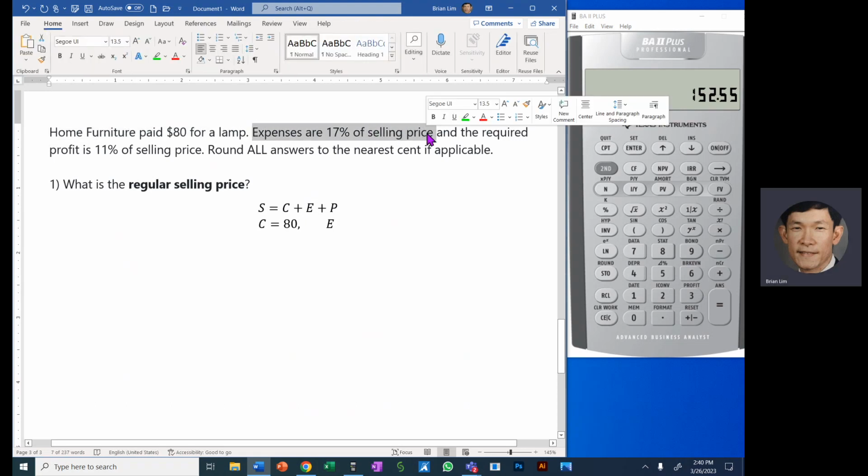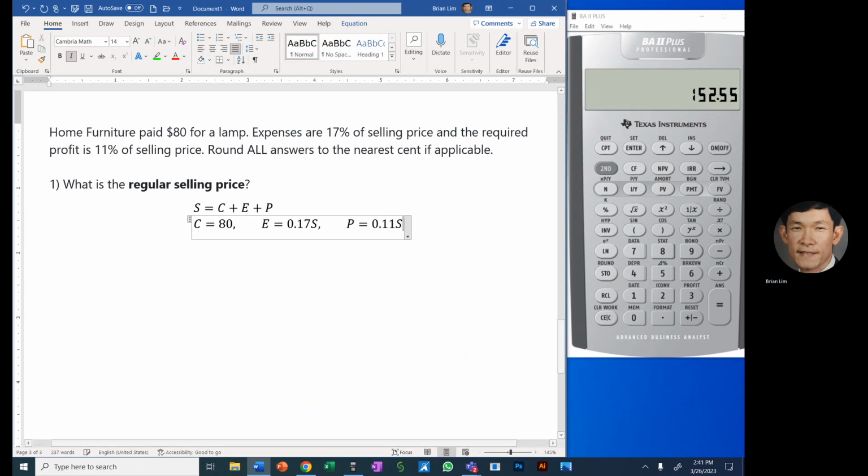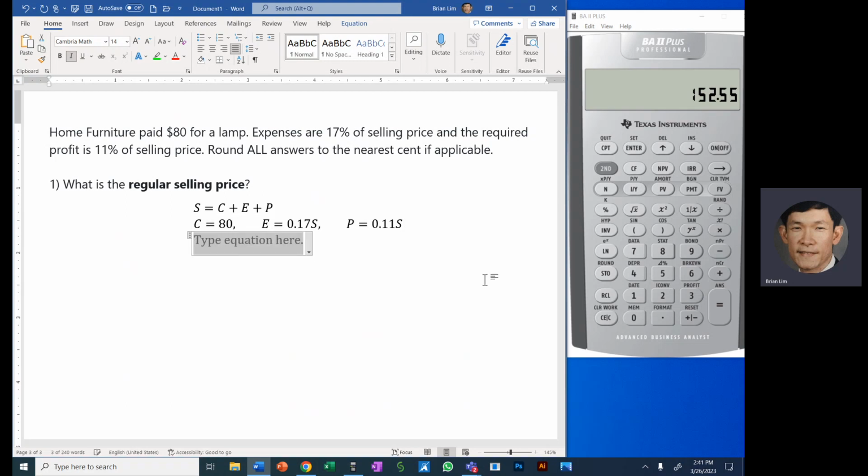Expenses are 17% of selling price. So the expenses would be equal to 0.17 S, right? And then the required profit is 11% of selling price. So that would be 0.11 S, right? So there we are. So now we can put those numbers into this formula here.